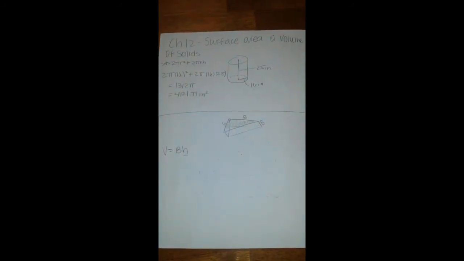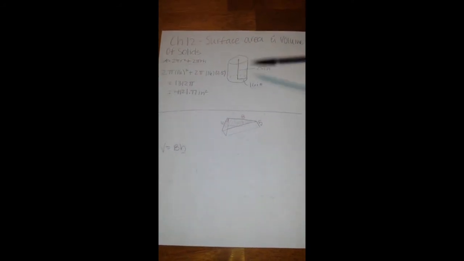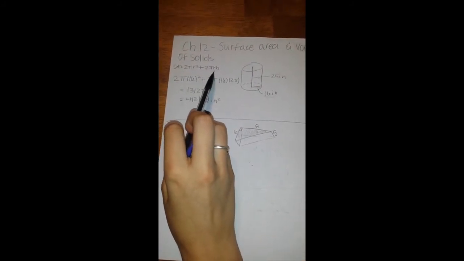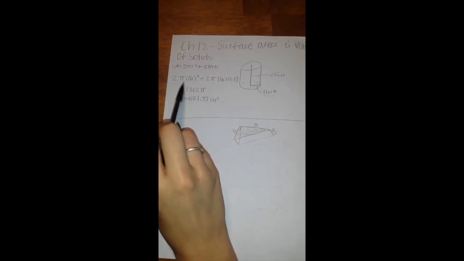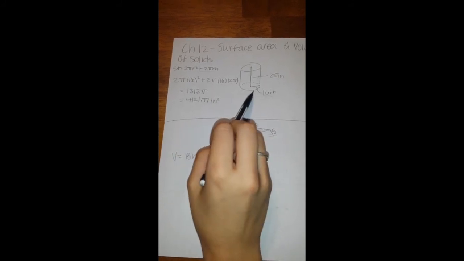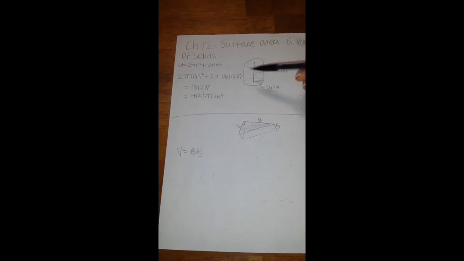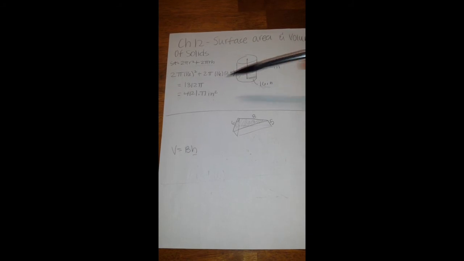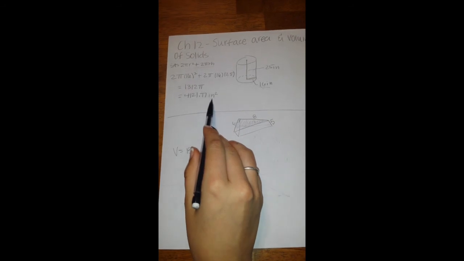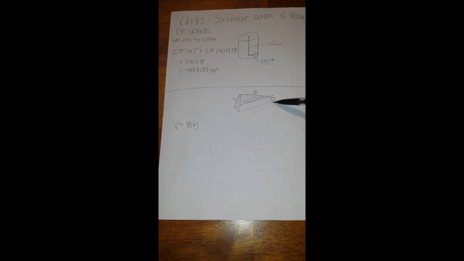Chapter 12 is surface area and volume of solids. We're going to find the surface area of the cylinder, and the surface area formula for the cylinder is 2 pi r squared plus 2 pi r h. When you plug that in, you get 2 pi 16 squared, with the radius right here, and then you get 2 pi 16 and 25 for the height, and you get 1312 pi, and when you multiply that, you get 4,121.77 inches squared.